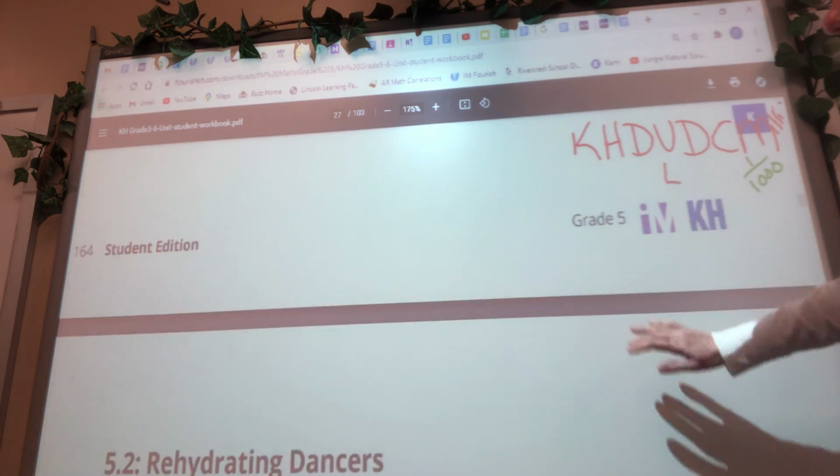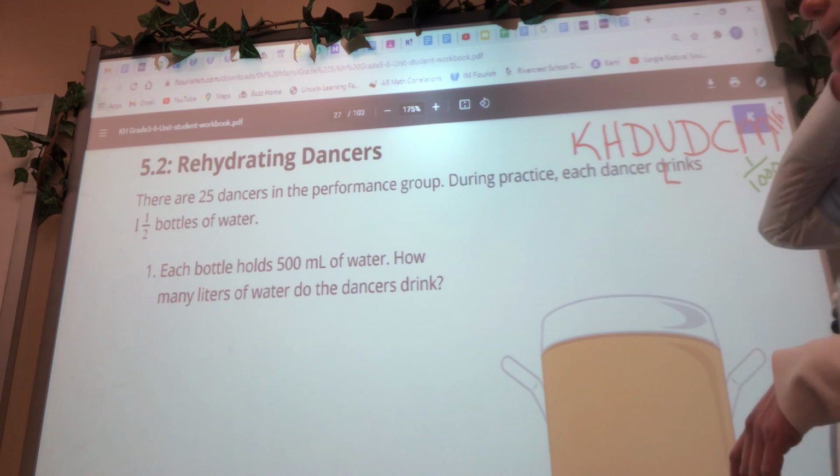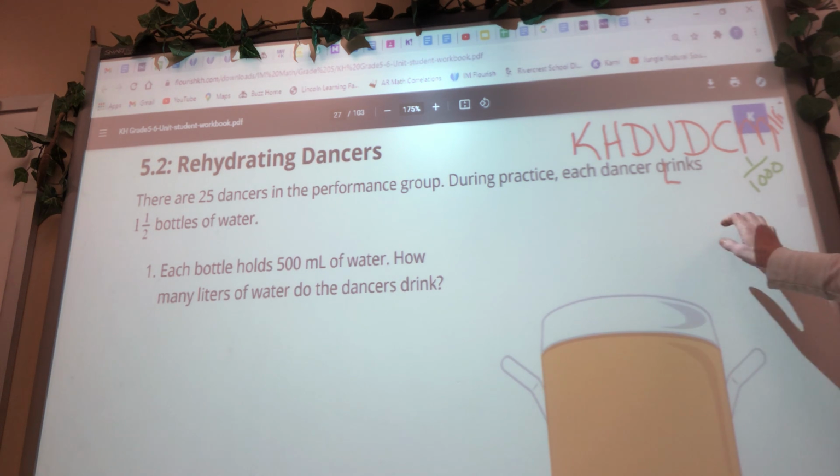All right, next page. Rehydrating Dancers. Okay, it says there are 25 dancers in the performance group. During practice, each dancer drinks 1.5 bottles of water. Problem number 1, each bottle holds 500 milliliters of water. How many liters of water do the dancers drink?